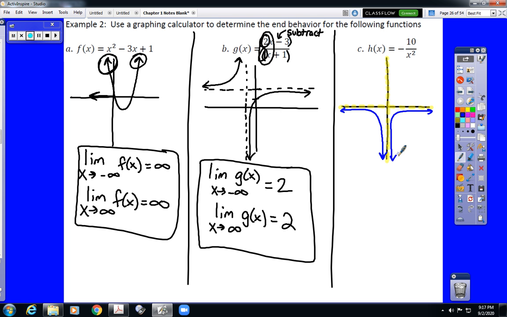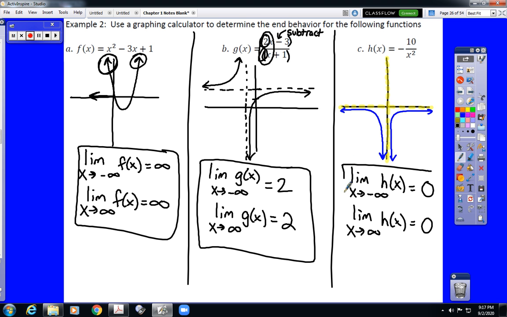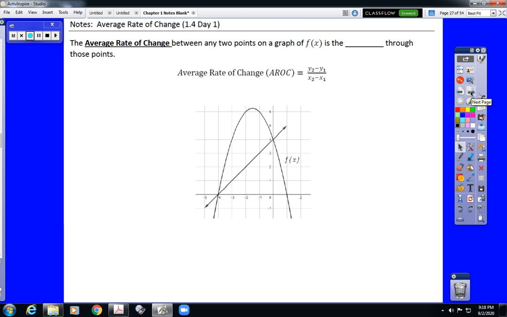Once again, we don't really care about the specific values. All we care about is the limits of this function as we approach negative infinity. So the limit as x approaches negative infinity of h of x, and the limit as x approaches positive infinity of h of x. And on both ends, our end behavior is approaching 0. That does it for end behavior. Thank you for your time.